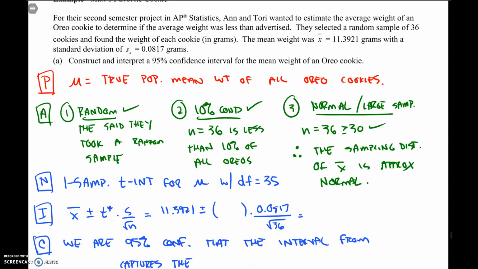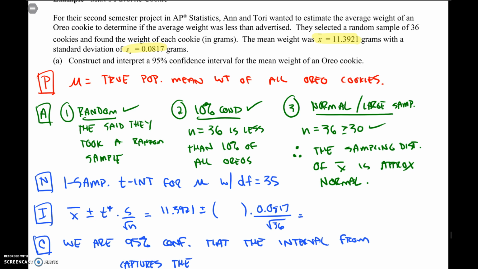For their second semester project, Ann and Tori wanted to estimate the average weight of an Oreo cookie to determine if the average weight was less than what was advertised on the package. They selected a random sample of 36 cookies and found the weight of each cookie in grams. So the mean weight was x bar equals that with a standard deviation of that. Construct and interpret a 95% confidence interval for the mean weight of an Oreo cookie.